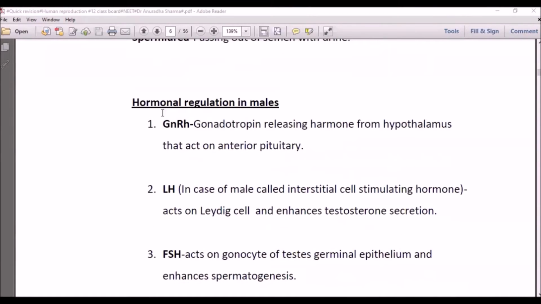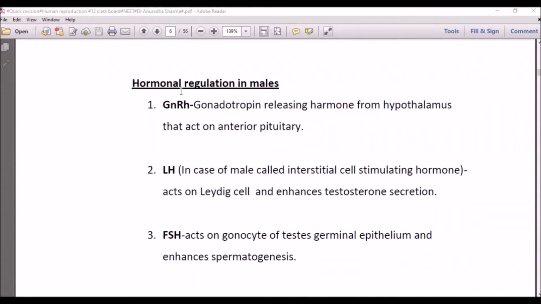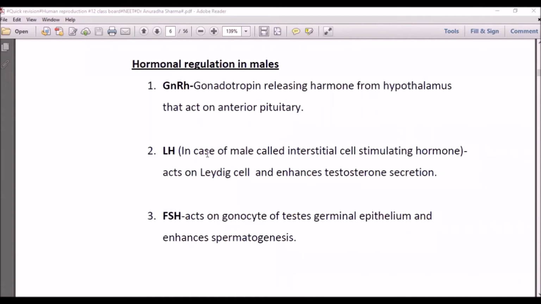Now we will study how this hormonal regulation occurs in male. This hormonal regulation occurs in male with the help of various hormones. First is gonadotropin releasing hormone. This gonadotropin releasing hormone is obtained from hypothalamus and it acts on the pituitary gland, the anterior pituitary gland. Second is luteinizing hormone. Now, in case of male, this luteinizing hormone is known as interstitial cell stimulating hormone, and it acts on the Leydig cells and enhances the testosterone secretion.